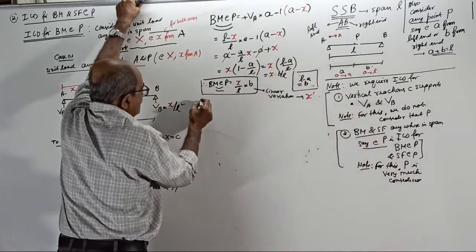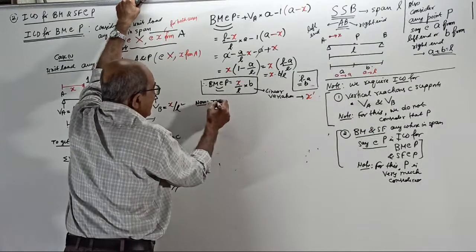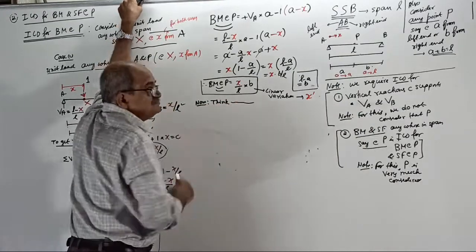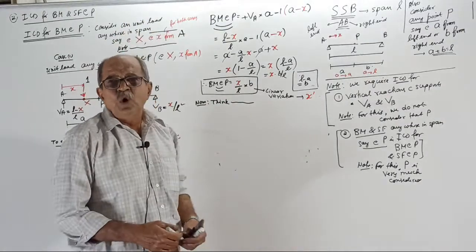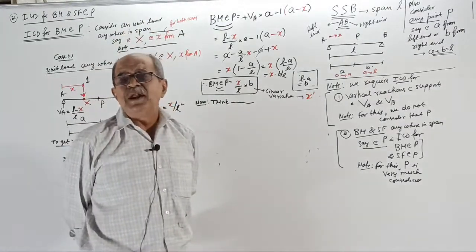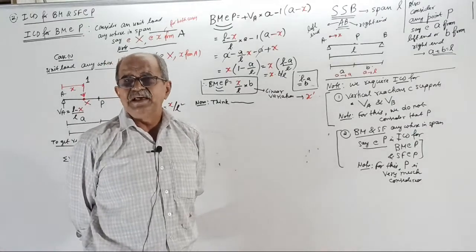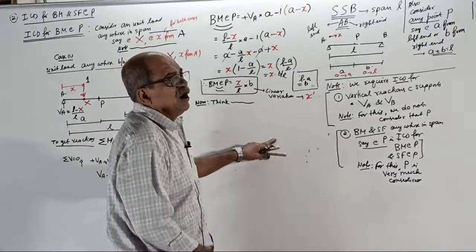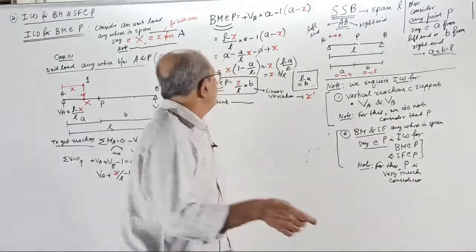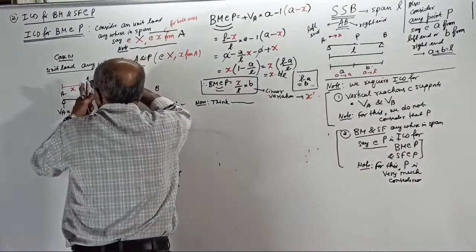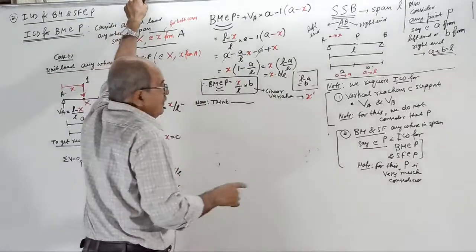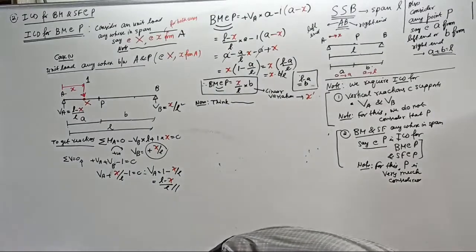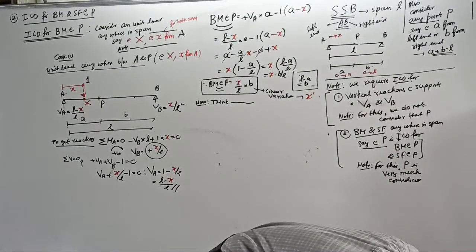Now think a little. I write here. Think a little. You know that when you want bending moment, you can look any one side, yes or no. You can look either left side or right side. Wherever you want bending moment, you have to look only one side. For finding BM here, we look left side, correct? We look left side and got the answer.